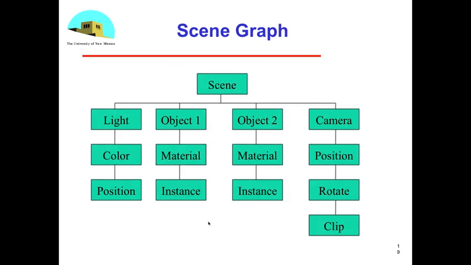It might look something like this. So you have a scene at the root. In this very, very simple example, you have two objects, a light and a camera. Each of those objects has sub-trees associated with it. Here, just setting the properties of those objects, which are obviously different. Light is a color and position. The geometric objects have an instance transformation associated with them. The camera has its own properties, and there's no reason here that these objects can't have subparts.